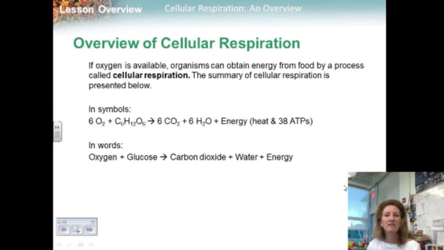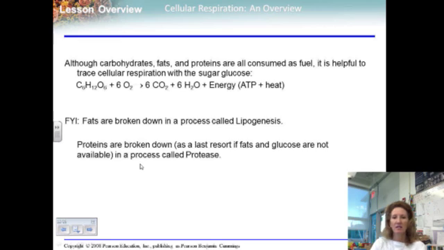The cell has to release the chemical energy in food molecules like glucose, right here, gradually. Otherwise, most of the energy will be lost in the form of heat and light. We use energy from ATP to contract muscles, grow and divide our cells, send electrical impulses in our brain, etc., all kinds of things. So although carbohydrates, fats, and proteins are all consumed as fuel, it is helpful for us to trace cellular respiration with the sugar glucose, all right?